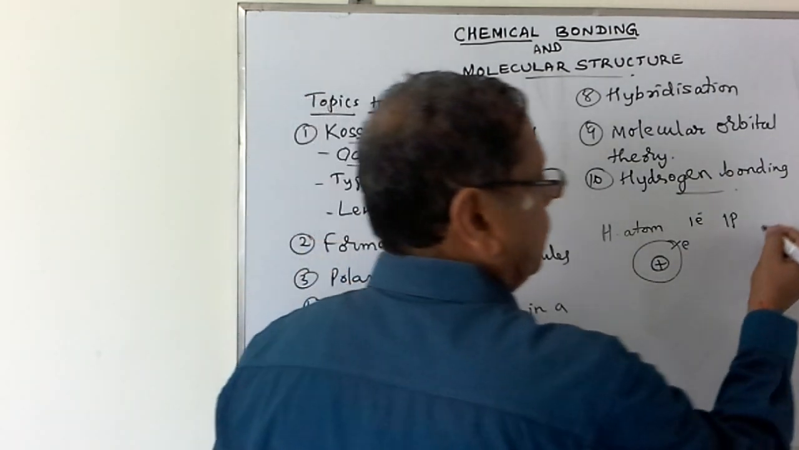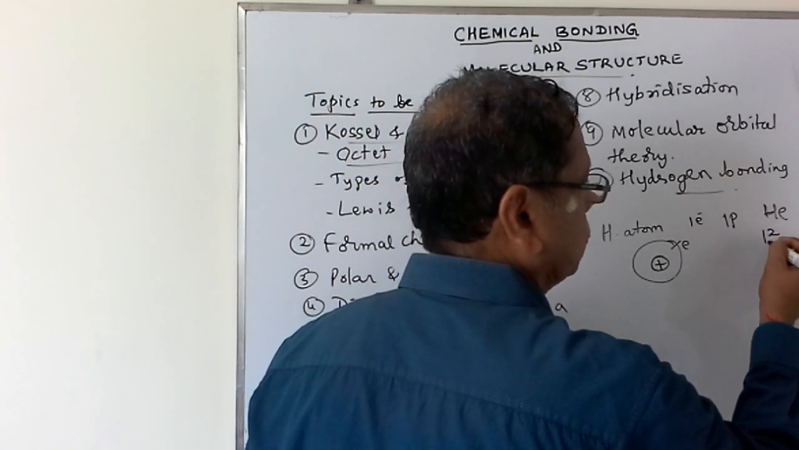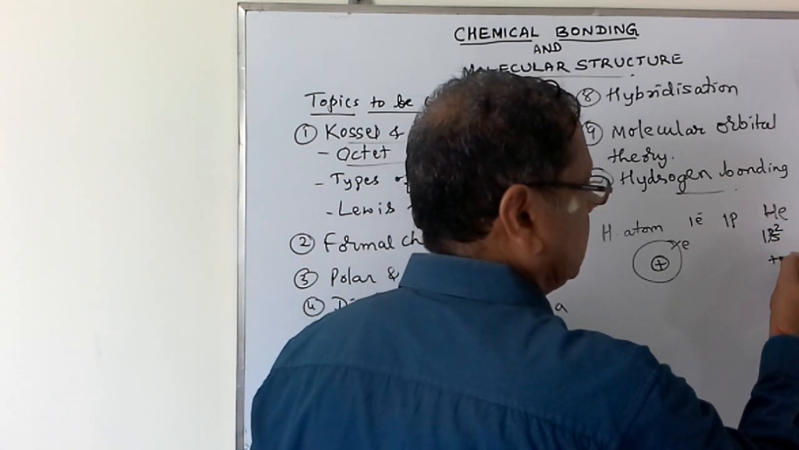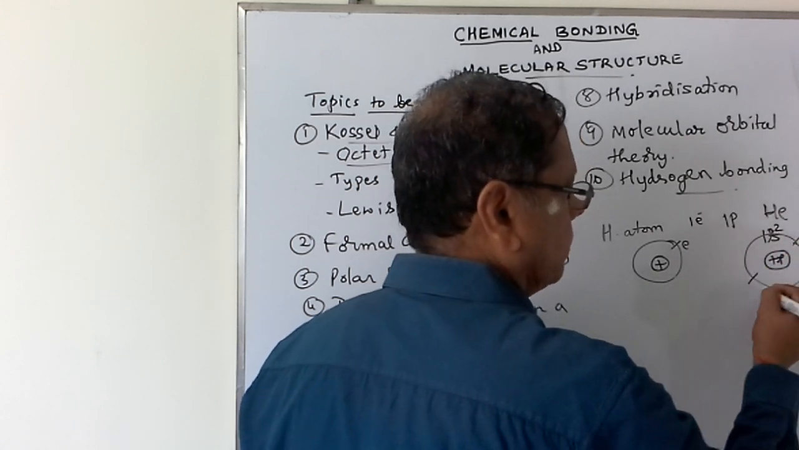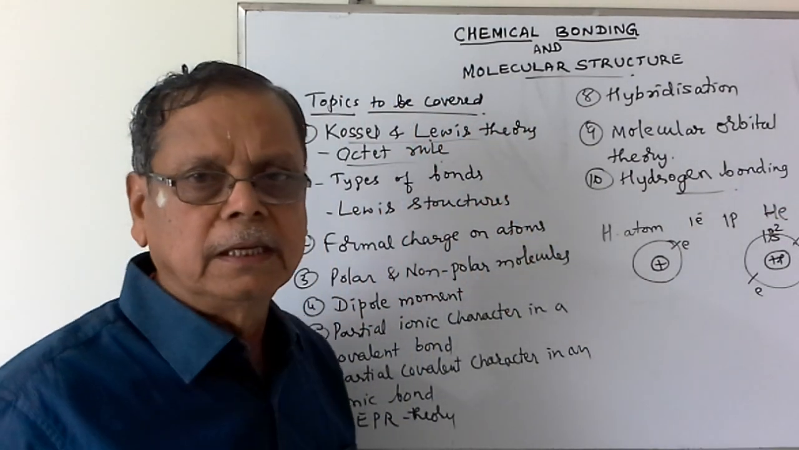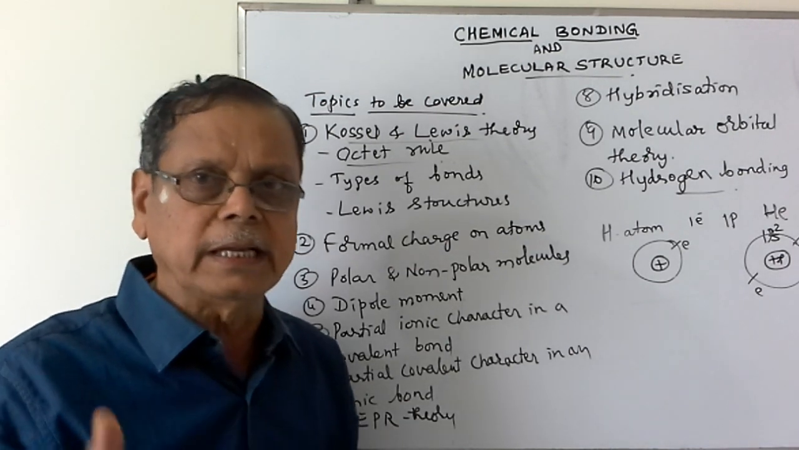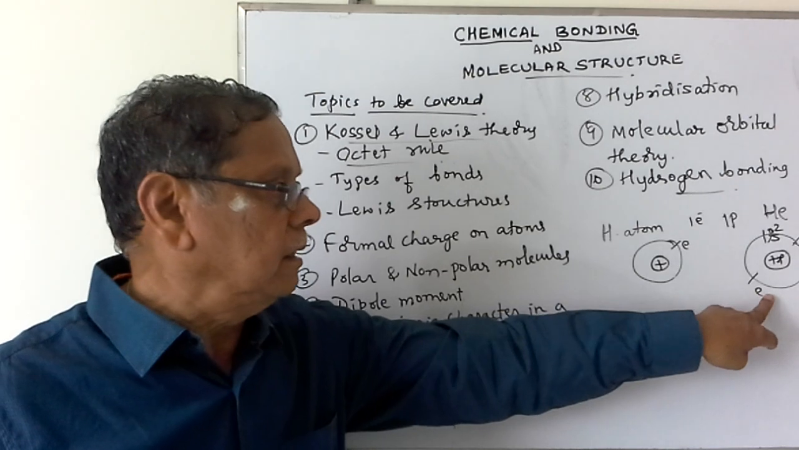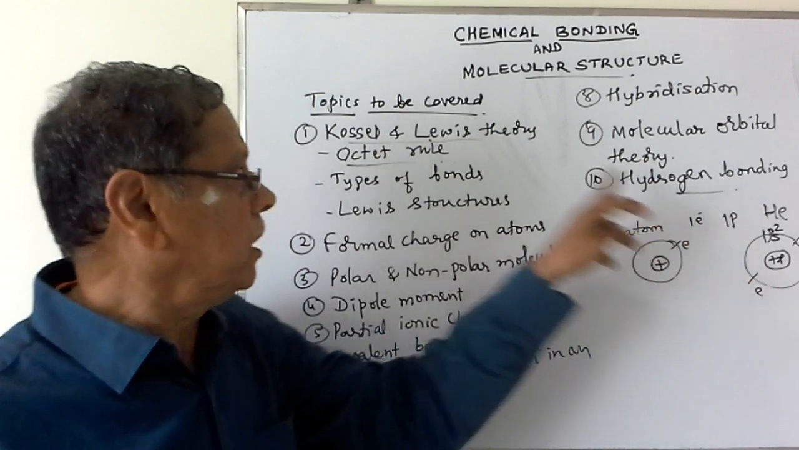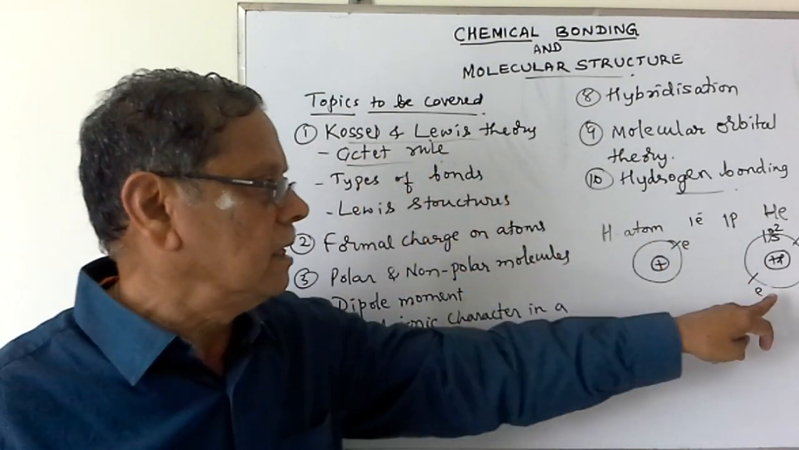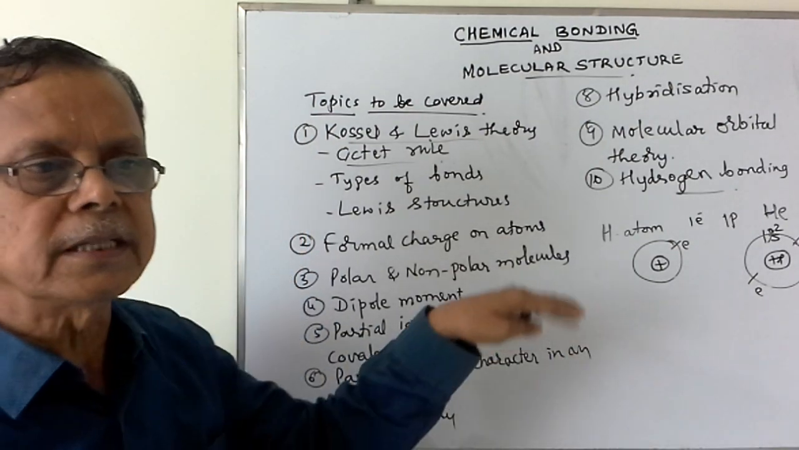Let's compare with the helium atom. In case of the helium atom, the configuration is 1s2. That means in the center there are 2 protons and in the first orbit there are 2 electrons. Hence the helium atom is highly stable. It is highly unreactive towards various reactants. That's why, to explain the stability of the helium atom, we consider the duplet theory. According to the Kossel and Lewis theory, since it has 2 electrons in the first orbit, it neither loses nor gains an electron because it is highly stable.